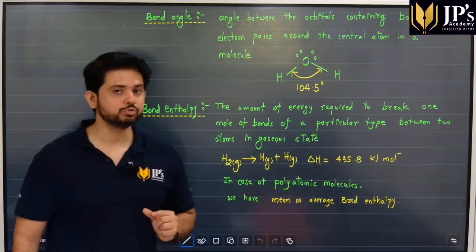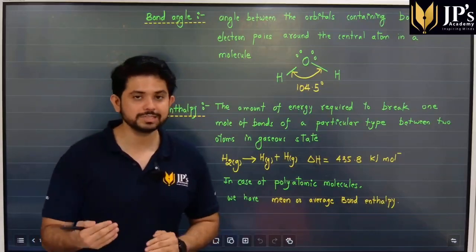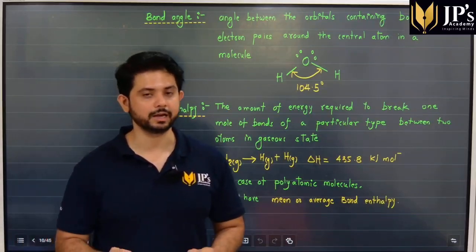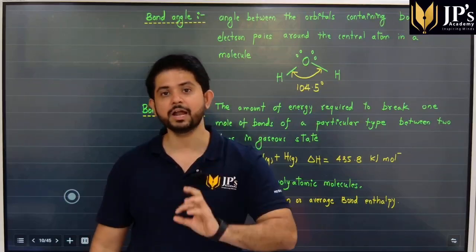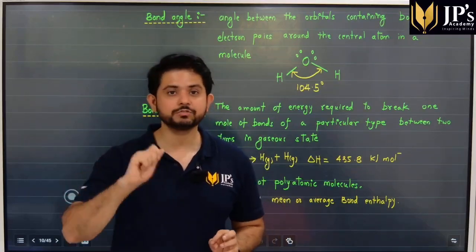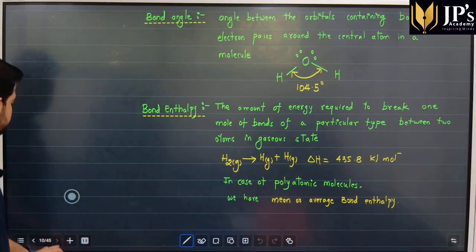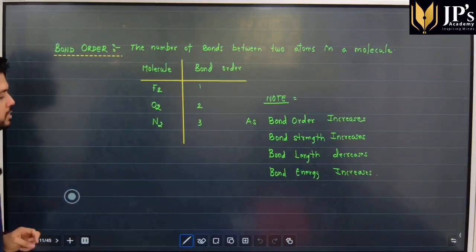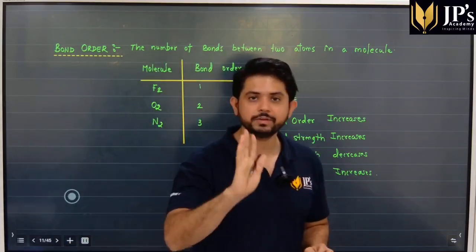435.8 kilojoules per mole. In case of polyatomic molecule, for example, students, let's say CH4 को आप break कर रहे हो, so you're going to break 4 bonds of carbon and hydrogen over there, then the average of that energy is called as bond energy or bond enthalpy. Next students, we have bond order. Bond order is the number of bonds between two atoms.